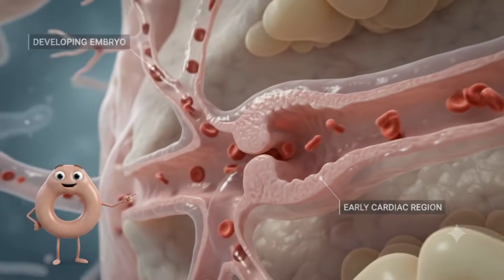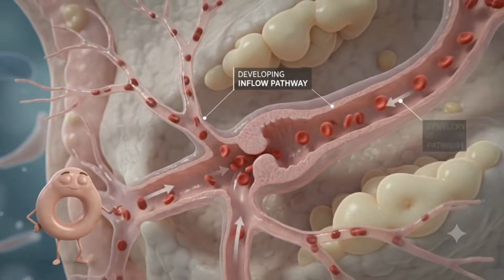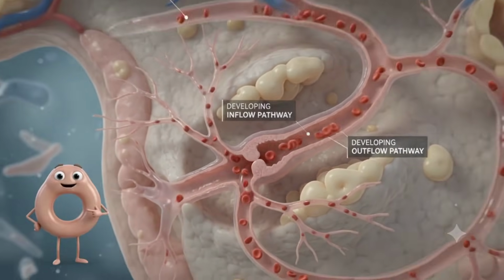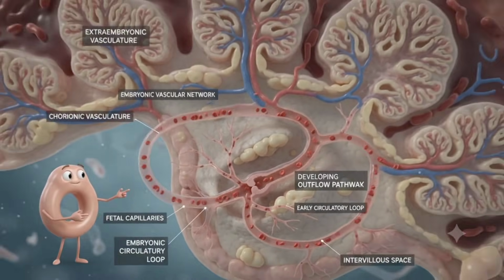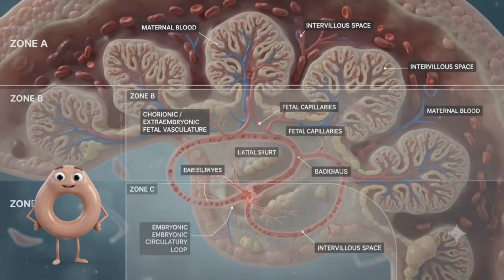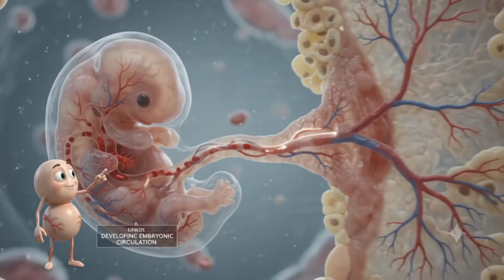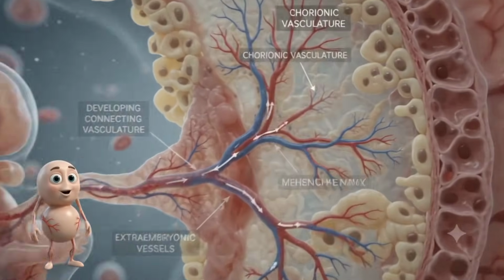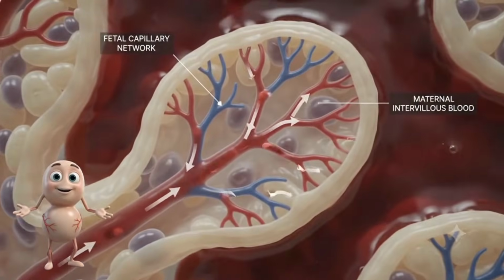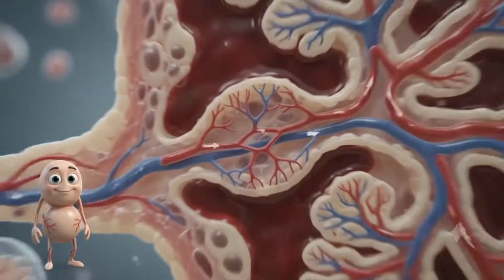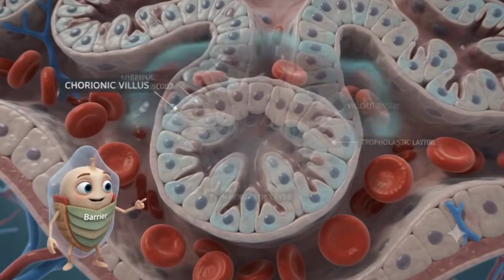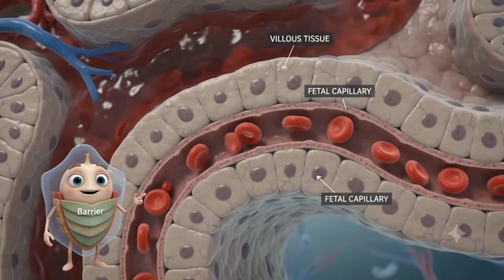As the early cardiac region continues to organize, blood flow takes on a more coordinated path, developing inflow and outflow, the foundation of an early loop. As the embryonic circulation continues to develop, vascular connections extend toward the chorionic villi, creating the foundation of the feto-placental pathway. Inside the chorionic villus, maternal blood surrounds the fetal capillaries.